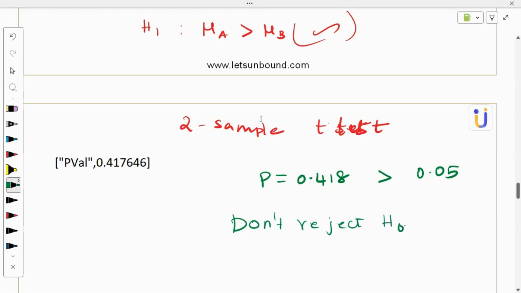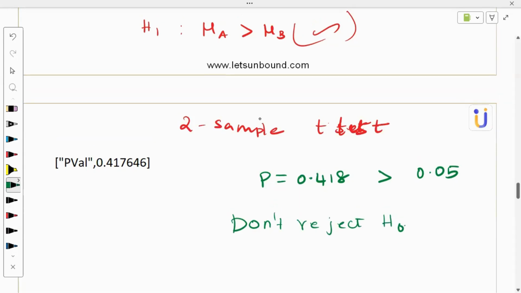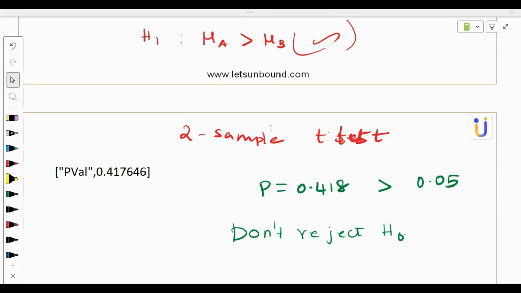And also we can say there is insufficient evidence to support the employee's claim, which is clear from this test. And that's simple. The problem is complete here, and it fetches you 18 marks.